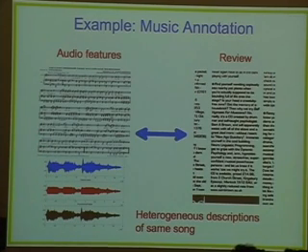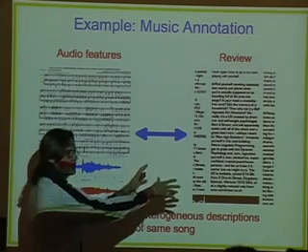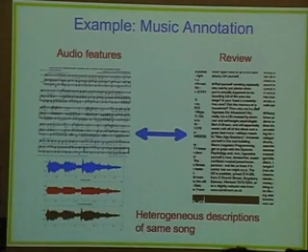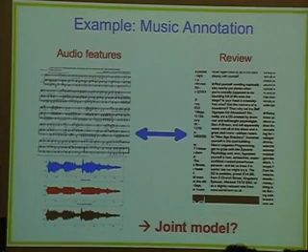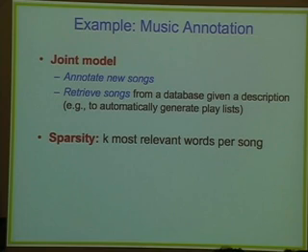So what we're trying to do here is build a joint model for very heterogeneous data, heterogeneous descriptions of the same song: the audio content and a review of the song. By building that joint model, we try to do what I just described, which could be annotation of new songs, or the inverse, given a query, retrieve songs from a database that actually match that description based on the audio content of the song. Sparsity is obviously important here because when we do this annotation, we just want to have a small set of words that are most relevant per song.